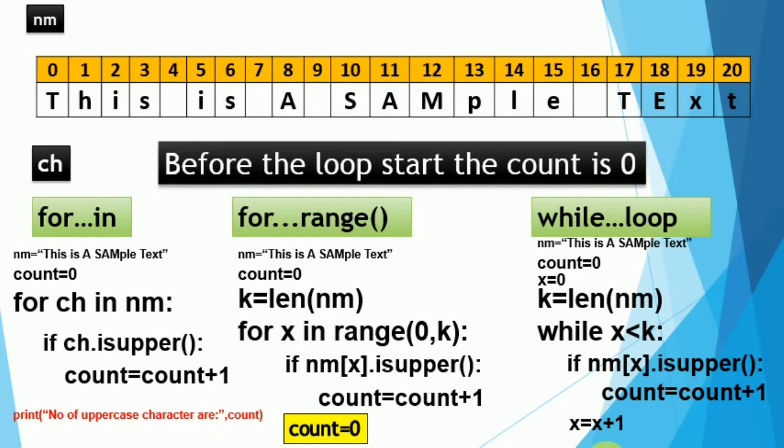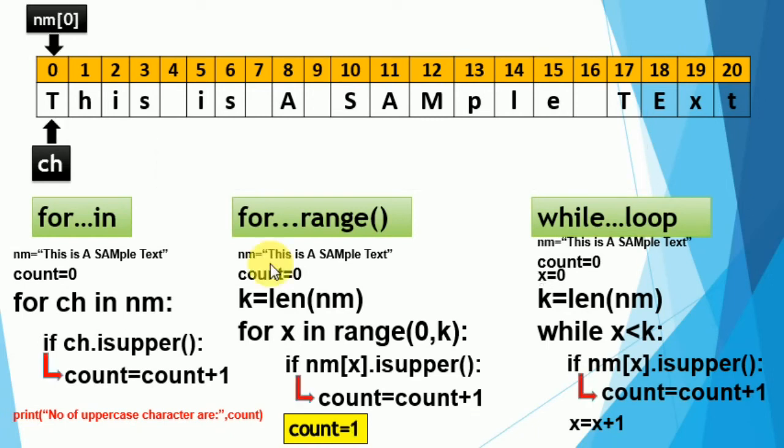That is before the first step started. Now ch is sitting at T, and nm of x is at 0, while x is also at 0. So nm of x, meaning nm of 0, is T, that is capital T. So in the first case, if ch.isupper, it will ask whether the character inside ch is in uppercase. It will say yes. Then this arrow means it jumps inside and the counter is going to be plus 1.